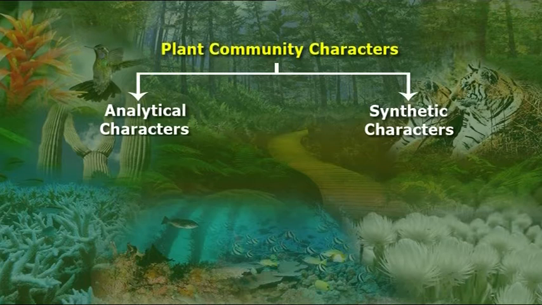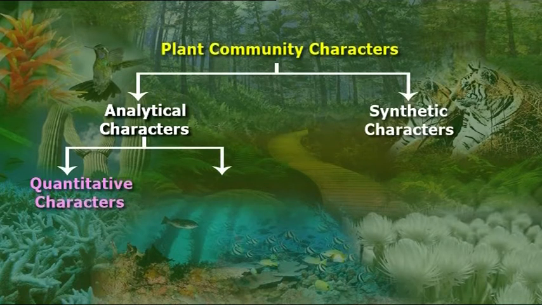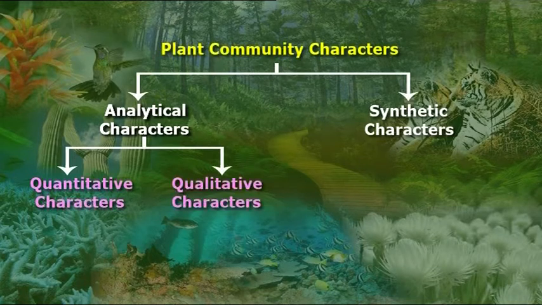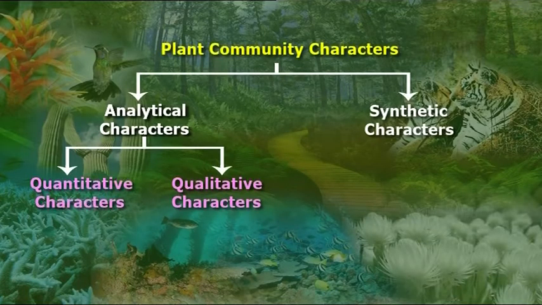These are generally expressed in terms of a 5-point scale and divided into 2 types: quantitative characters, which are expressed in quantitative terms, and qualitative characters, which are expressed only in a qualitative way, although finally grouped under a 5-point scale. Let us study the first type of analytical character, quantitative characters, in detail.